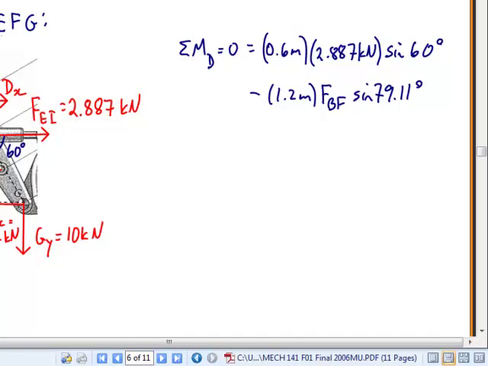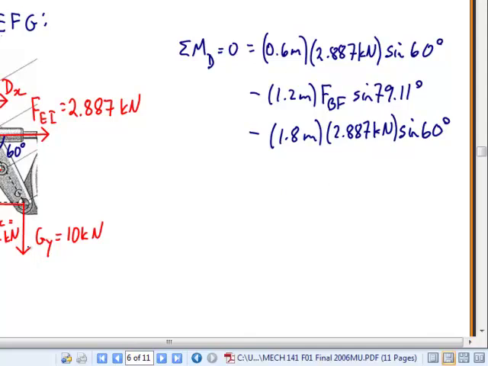And now we've got FGX and FGY, which are both going to produce moments. If we look at FGX, is that going to be a positive or a negative moment? That one's also going to be negative, so negative 1.8 meters, 2.887 kilonewtons, and the angle between is 60 again.